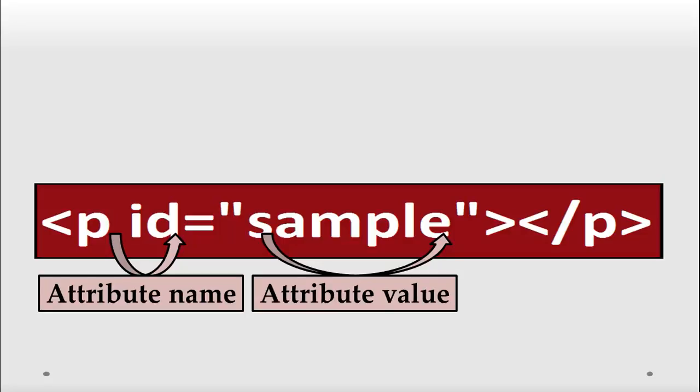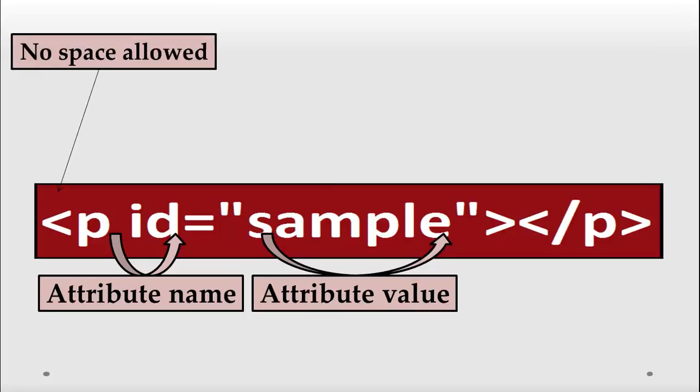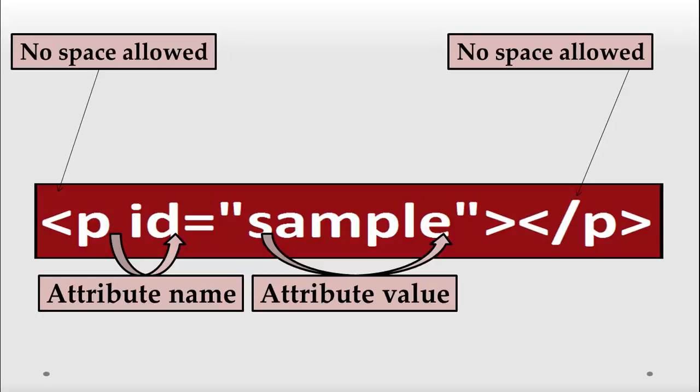For example, ID attributes being assigned has to be unique within the scope of the entire HTML document. Now let me go over some of the basic spacing rules. No space is allowed to exist between the opening bracket and the tag name, and space is not allowed between the opening bracket and the forward slash of the closing tag.